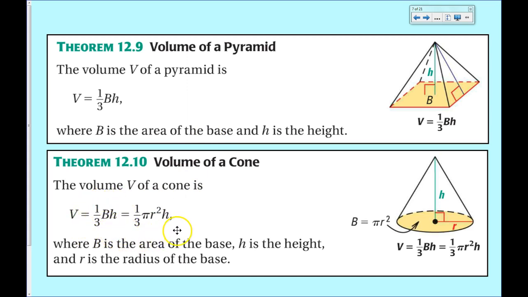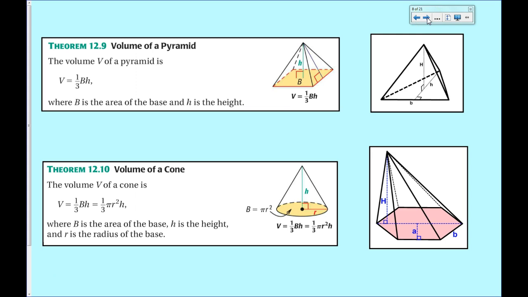Down below in 12.10, you can see that it is the same theorem, the same formula stated again, but it's made more specific for a cone, which has a base of a circle, so you have pi r squared as the area of the base, and again I'm going to use a big H for the height.